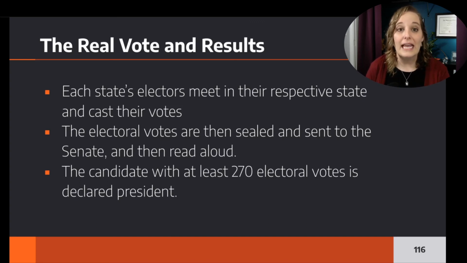However, if no candidate gets at least 270 votes, then the House of Representatives has to go in and choose who they want to be president. This isn't every member gets a vote. It is each state delegation gets 1 vote.